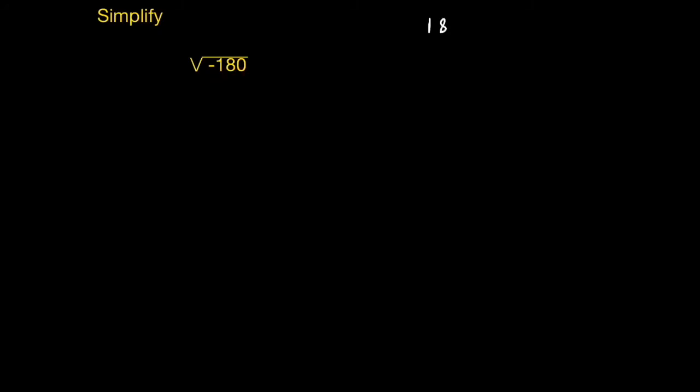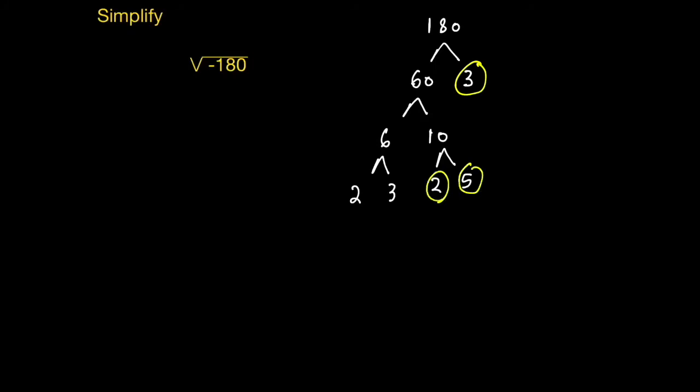I'll get the prime factorization. So the 180, I can break that down into a 60 multiplied by 3. And the 3 is prime. Now I can break down the 60 as a 6 times 10. The 6, I can get it as 2 times 3, and the 10, I can simplify it into 2 times 5. So now I have all of the primes.